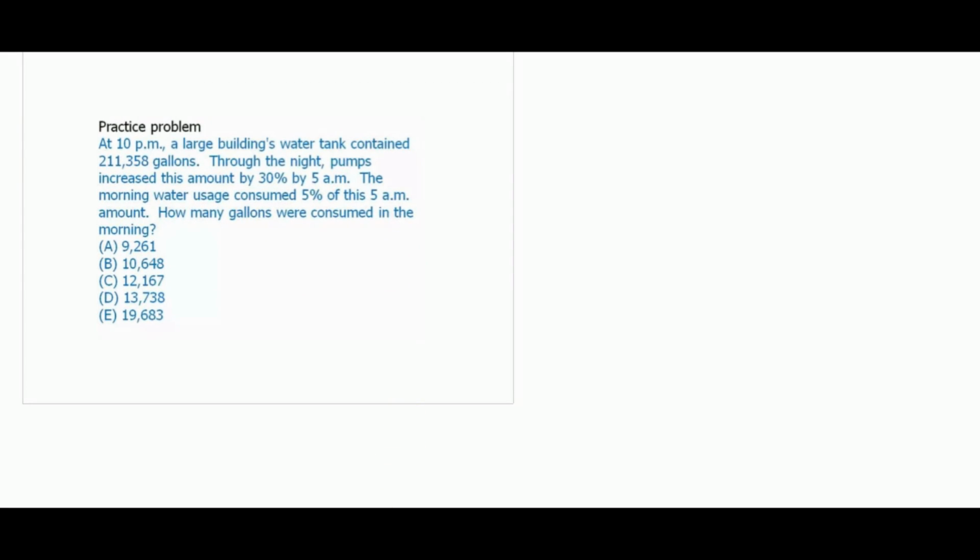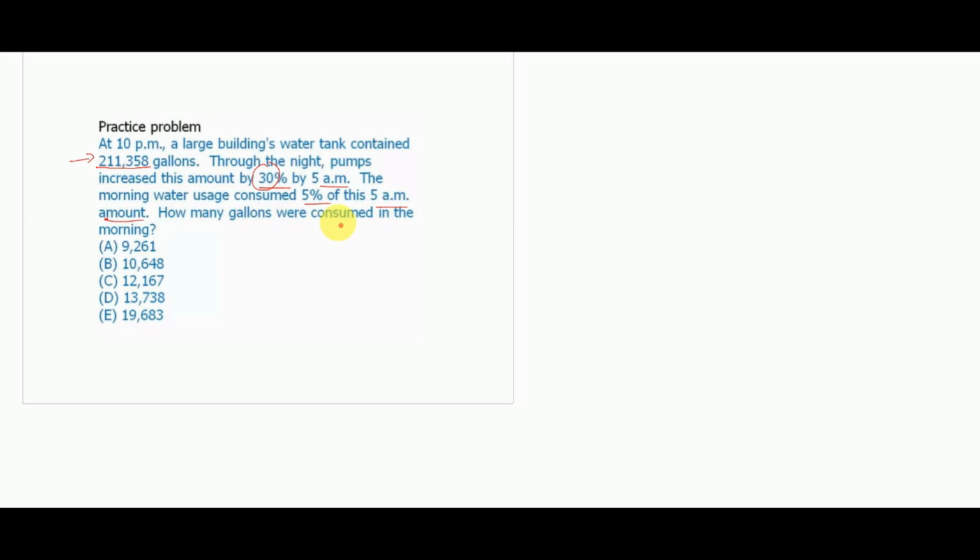Okay, so in this question, what do we have? At 10 p.m., a large building's water tank contained 211,358 gallons. Now, just by looking at this number, it should strike you that you have to estimate. Through the night, pumps increased this amount by 30%. Now, this is a very neat percentage. By 5 a.m. the morning water usage consumed 5% of this 5 a.m. amount.